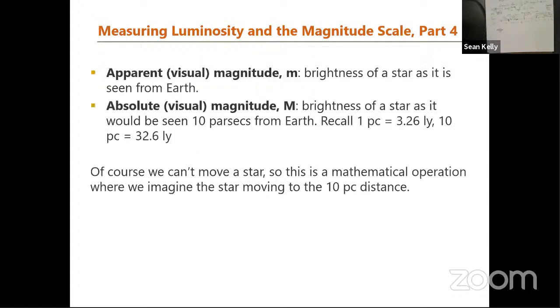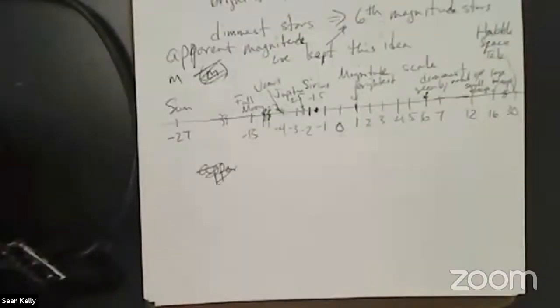Now, there is actually another kind of magnitude, and that is called the absolute magnitude. And it's the same scale that we had before, except it's a little bit different. What you're gonna do is talk about the brightness of a star when it is placed 10 parsecs from the Earth. So I should mention something kind of interesting. This is actually worth writing down, in fact.